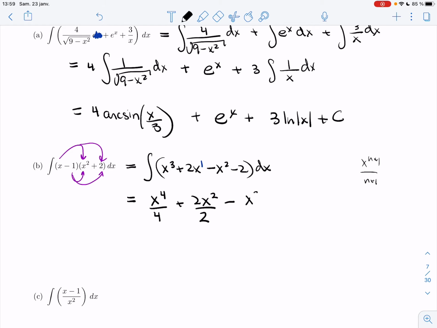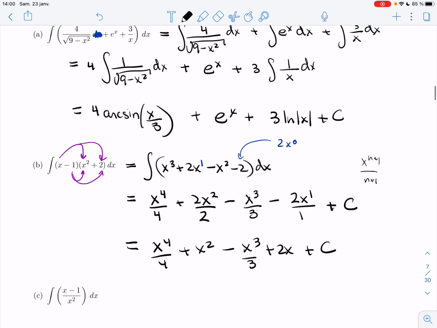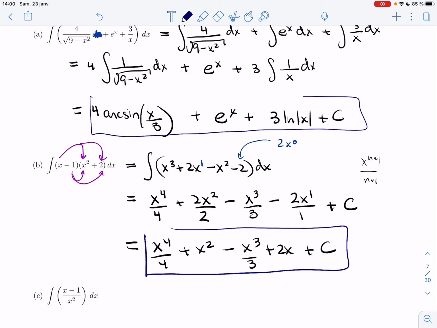X squared will be x cubed over 3. And 2, you could think of it as 2x to the 0. And then when you integrate, you get 2x to the 1 over 1. Or you can think of it as 2x. The derivative of 2x is 2. All right, I'm done with the integral, so I'm going to put a plus c. Let me just simplify this. I get x to the 4 over 4 plus x squared minus x cubed over 3 plus 2x plus c. And so that's going to be my answer.